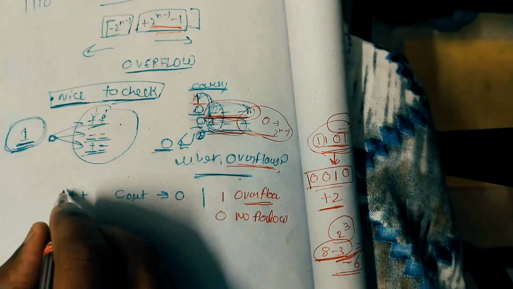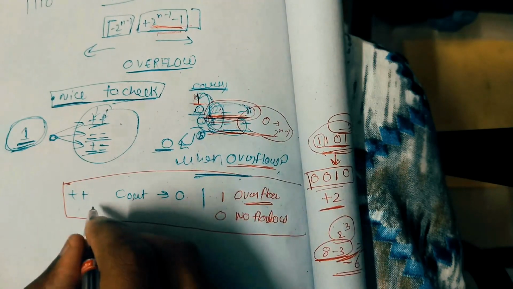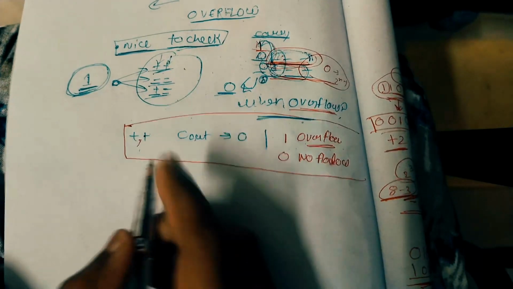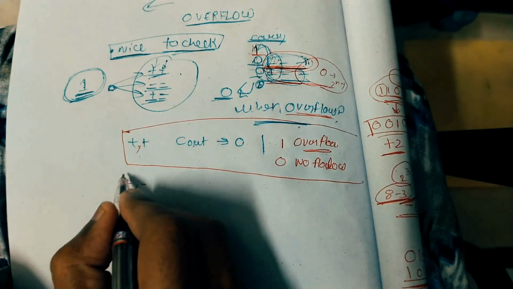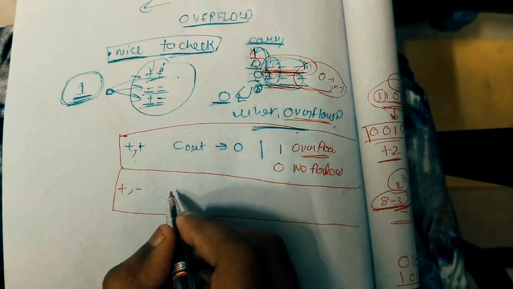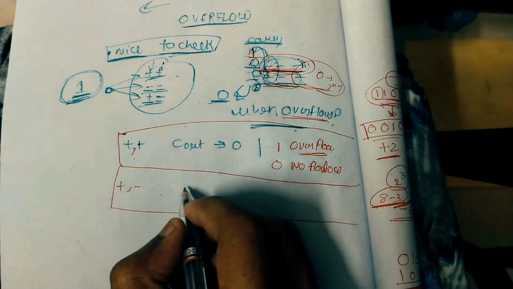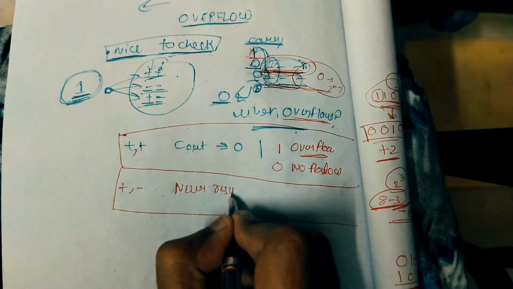So this was the case for plus and plus, which means both the numbers were positive. Now let's look at the case where one is positive and another one is negative. In fact, we don't have to look at this case. You know why? Because this can never result in an overflow.